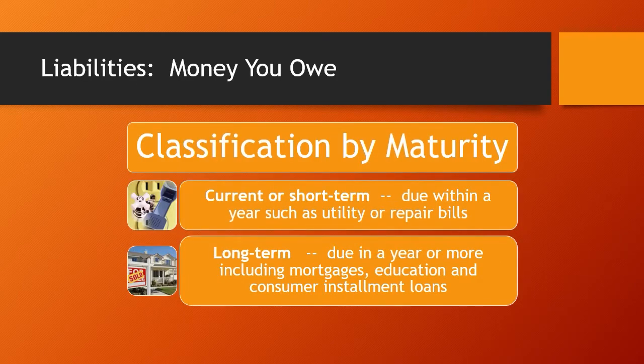Liability. This is easy. This is just money we owe, and we classify it by maturity. That's when it's due or when we're going to pay it off or when it's going to have to be paid. And so we have 2 categories. You can call the first category current or short term, and that's just stuff we have to pay over the next year. And then long term is any money we've borrowed that's going to take us longer than a year to pay back.